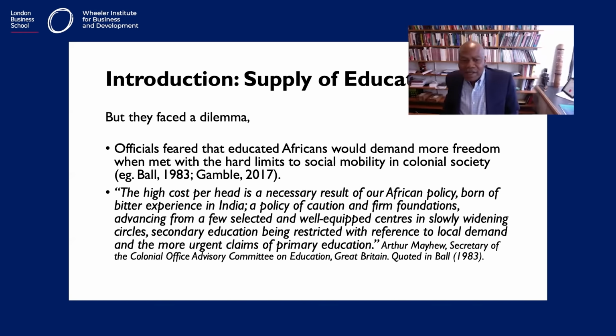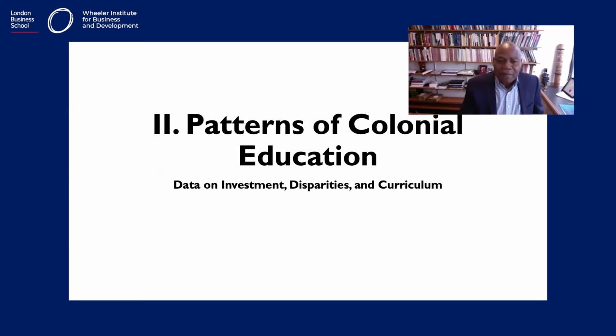But then they faced a dilemma. While they were building schools, they feared that educated Africans would demand more freedom when they met the hard limits to social mobility in colonial society. And this is based in part on the experience in India, where increased education led to movement against the colonial rule. So they didn't want to repeat the same mistake in Africa.